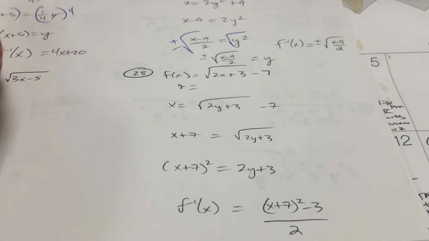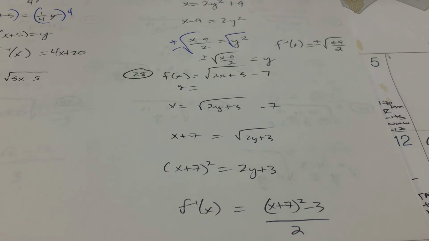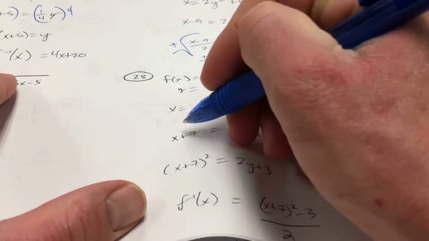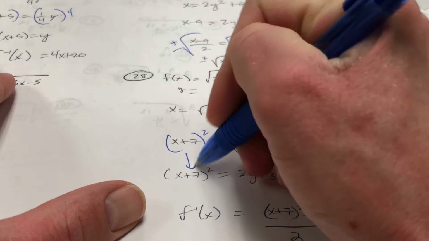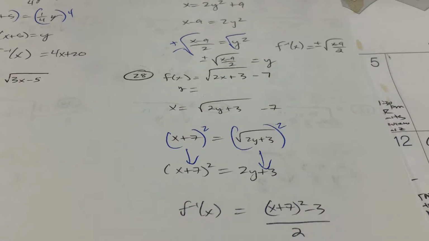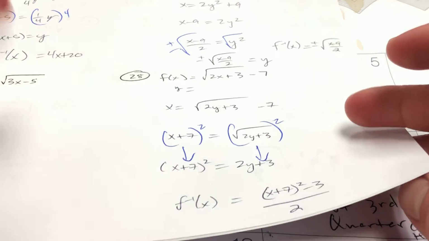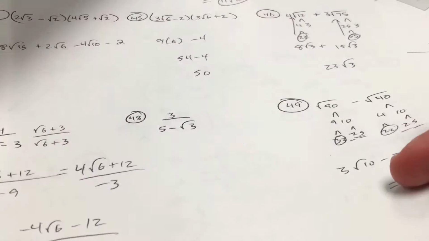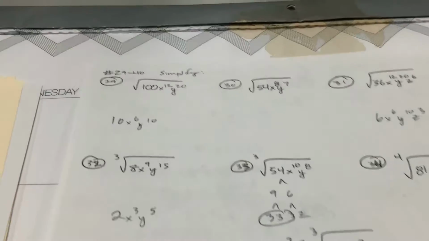28. y equals the square root of that minus 7. So x equals the square root of 2y plus 3 minus 7. Add 7 to both sides. Square both sides. Subtract 3, then divide by 2. I did all that at once. Again, these are all ones we can talk about in class. All right, next page here.